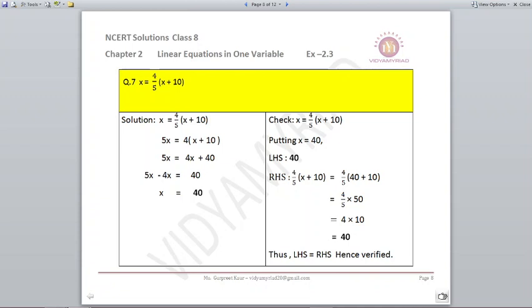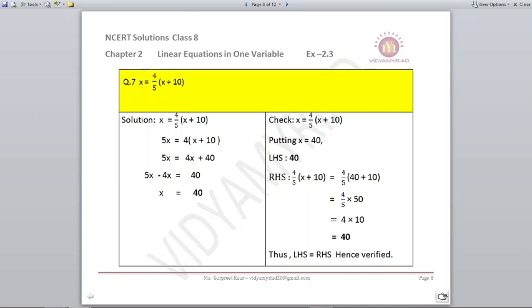Otherwise what will happen is, if you multiply with the fraction, it can become a little difficult. When you have a fraction with multiply, so 4 upon 5 you are multiplying with the bracket, only that thing is there. You can take your denominator on your other side. So now open the bracket. So 5x is equal to 4x plus 40.